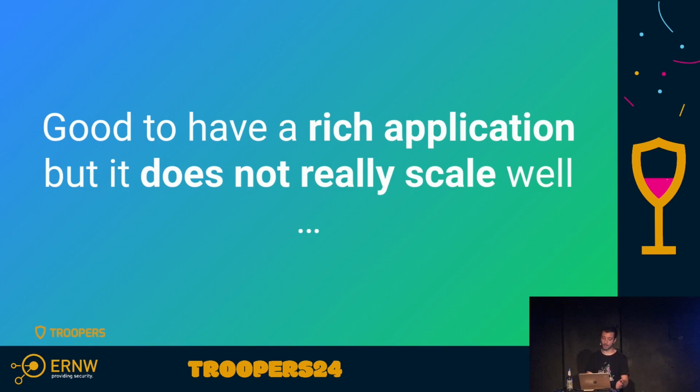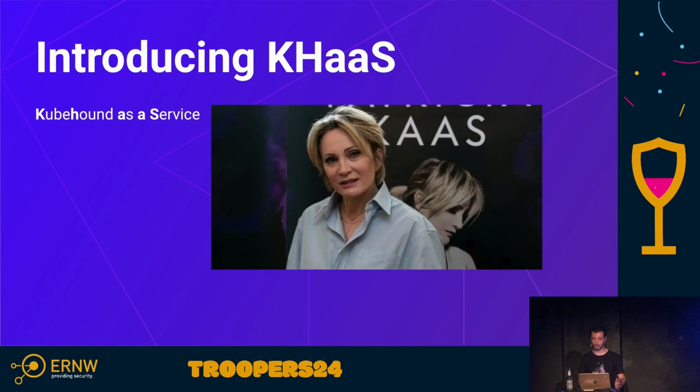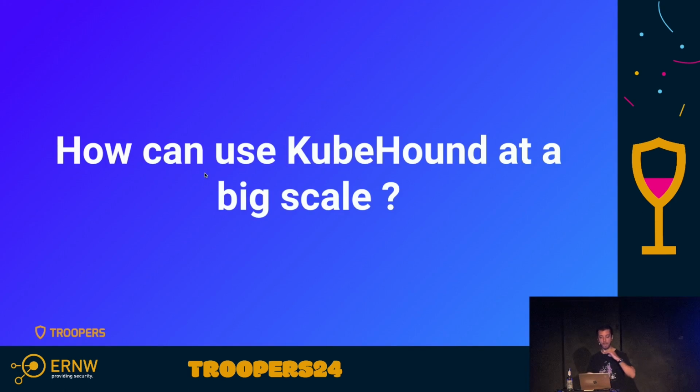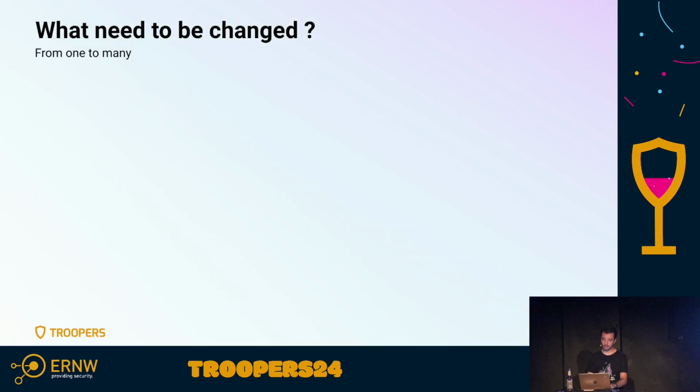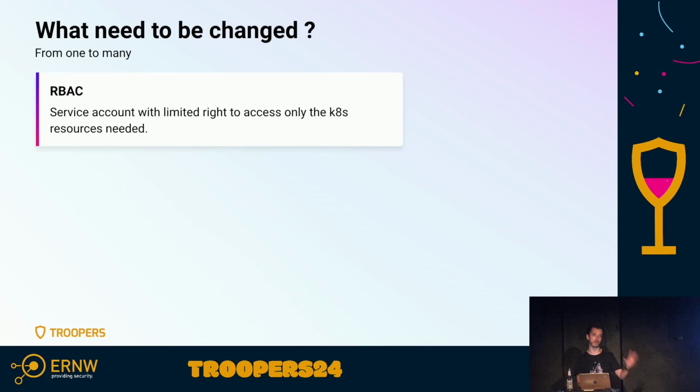So this is why we introduced KaaS, of course, Kubernetes as a service. I don't know if she's a big star in Germany, but how can you use KubeHound at scale? First, what you need to change is to handle all the RBAC stuff, which can be a pain. We need the collector to get the right resources, and from that you need a way to handle all those RBAC issues.